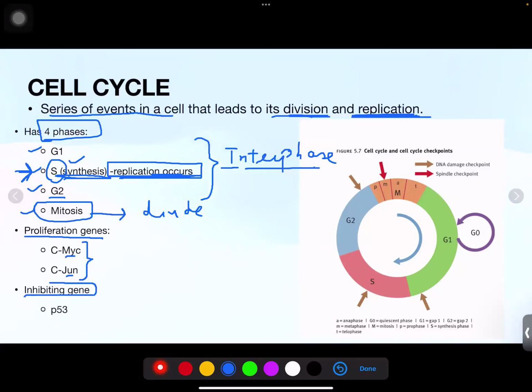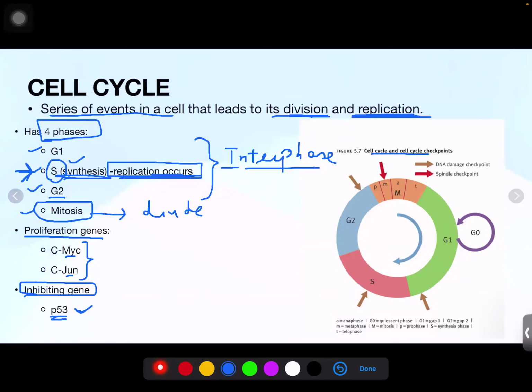These two are the proliferation genes, c-MYC and c-Jun. And the very important inhibiting gene is p53. So p53 is our inhibitory gene. It inhibits the division of cells. You must have heard of this p53 gene. This is a tumor suppressor gene. If it is not expressed, then cancerous cells are produced because there is no check and balance of cell division and replication. So this inhibiting gene is very important.